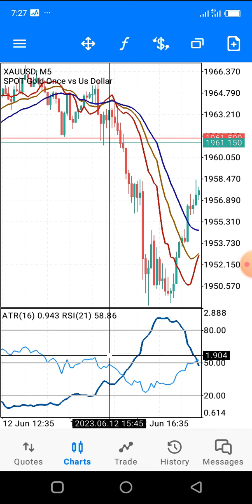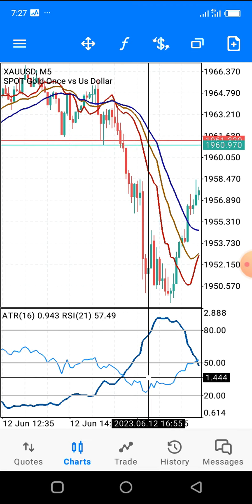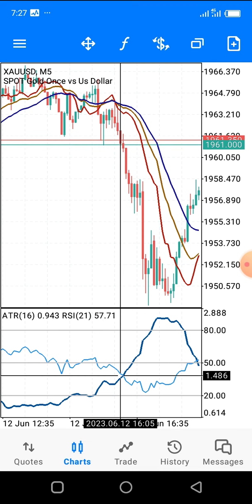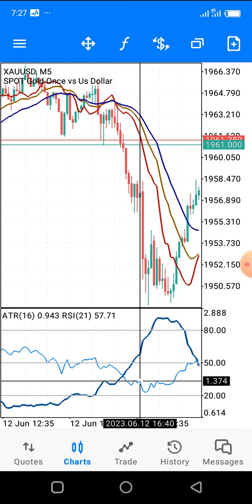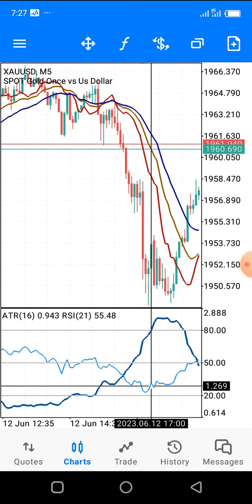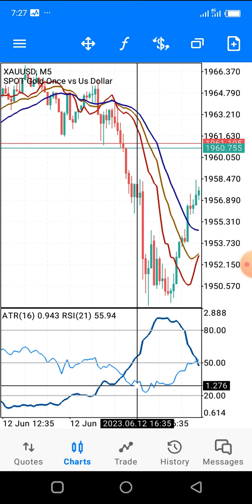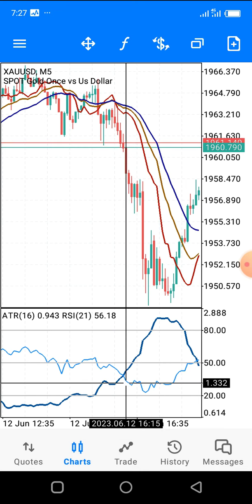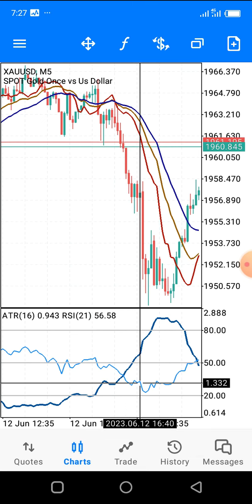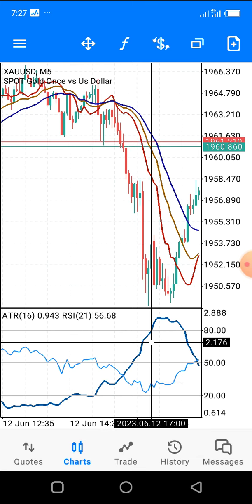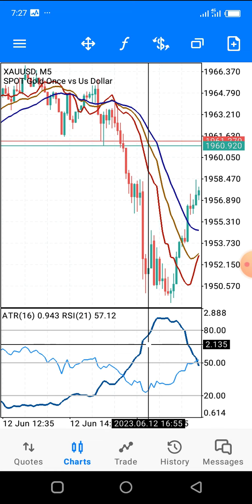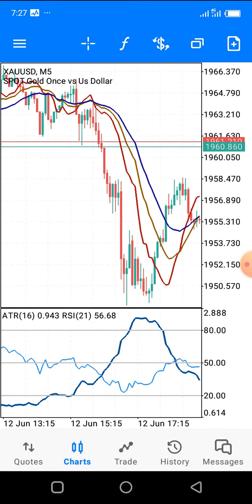Now, before you place your sell, always take note of these two indicators. Make sure if you're selling, the RSI is below the ATR. Just in this case, RSI is below the ATR. Can you see? The RSI is reading below the ATR here. And if you are buying, the RSI, which will be going upward for buying, should be above the ATR indicator.